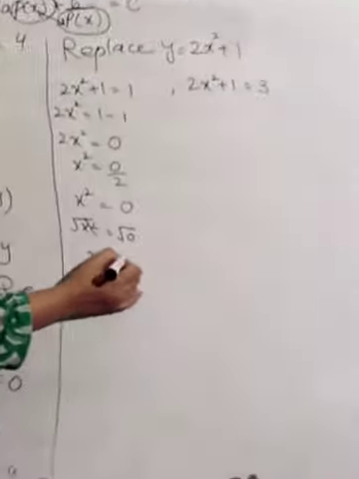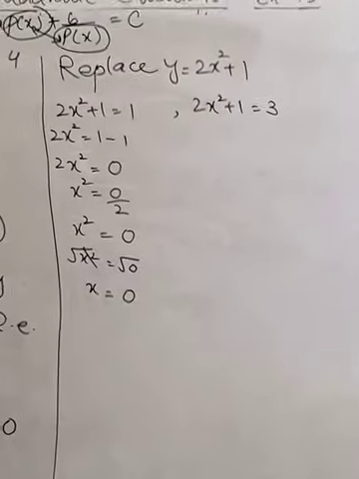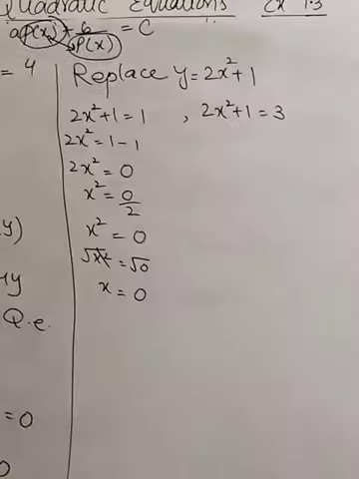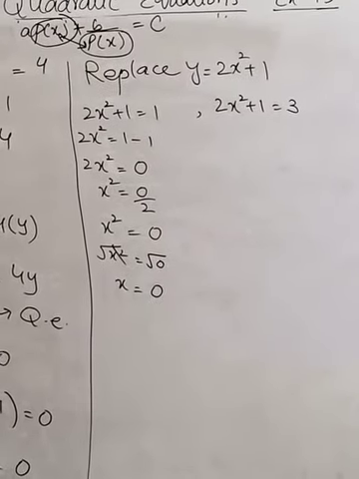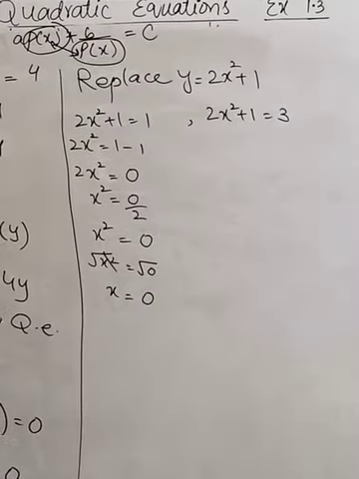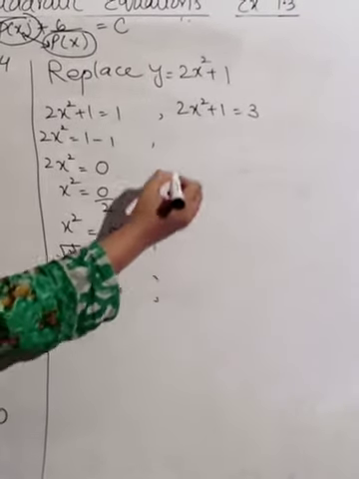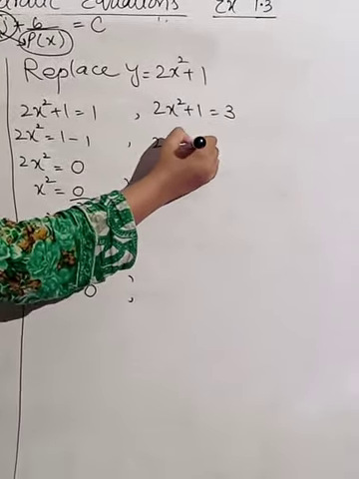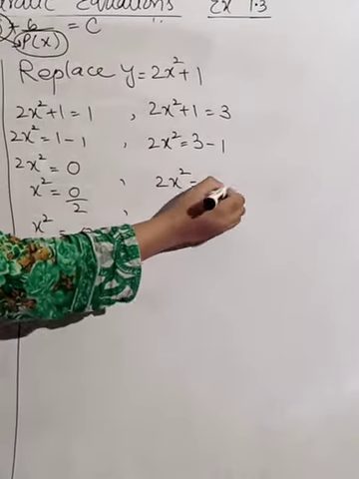Fine. So we have the answer that is equal to 0. Coming up with the second, we have 2x square plus 1. So plus 1, when it will be shifted towards the other side, it would be 3 minus 1. The 3 minus 1 will be 2.